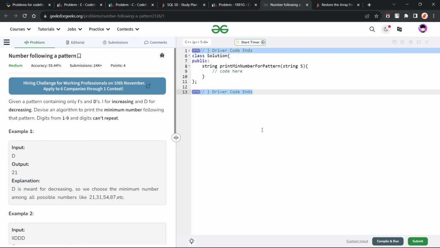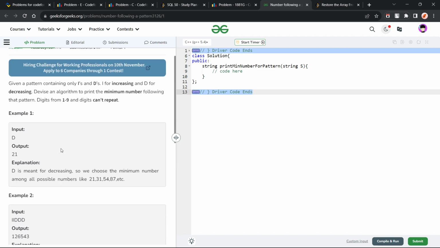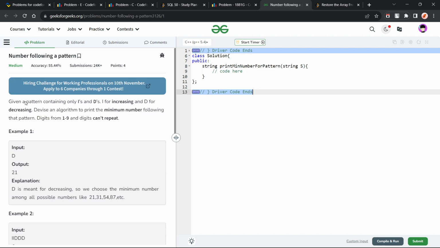Hi everyone. So this video is going to be a screencast solution of today's Geeks problem of the day, and the problem is number following a pattern, and it is a medium level problem. Let's just quickly start with the problem itself.